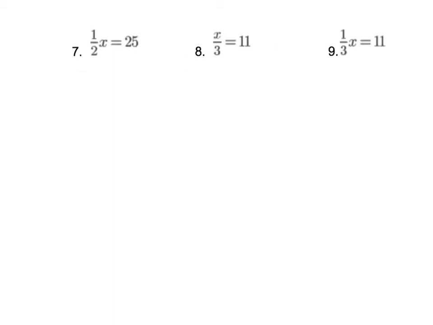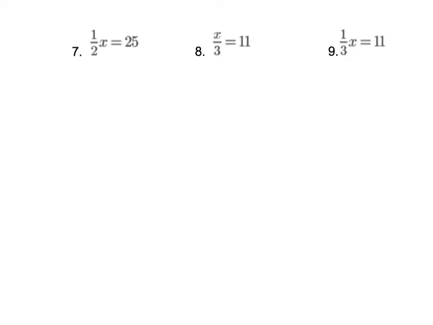For numbers 7, 8, and 9, we now have to start thinking about reciprocals. Okay, so 1/2 x equals 25. For that, to get rid of, we can think about it like this. 1/2 of something is 25. So if it's money, half of your money is $25, then all of your money is 50.